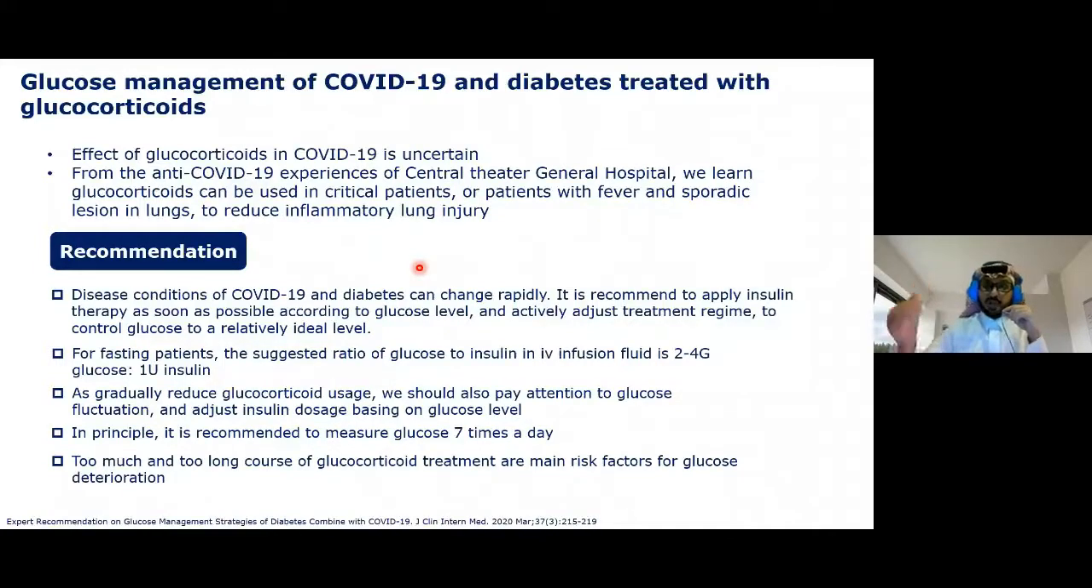So adjust insulin doses based on glucose level. If glucose is coming down and you decrease glucocorticoid usage, then decrease the insulin, please. It's recommended to measure glucose 7 times per day. Too much or too long a course of glucocorticoid treatment is a main risk factor for glucose deterioration and fluctuation.